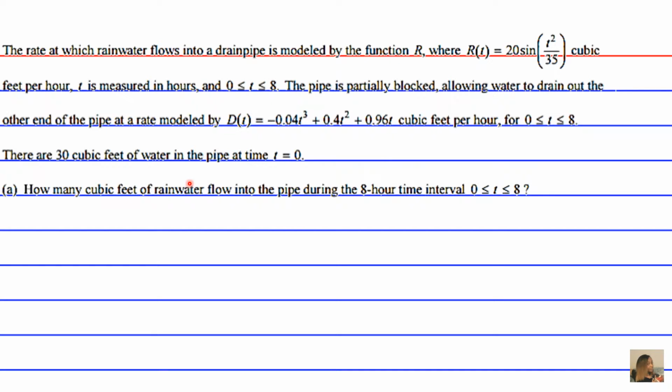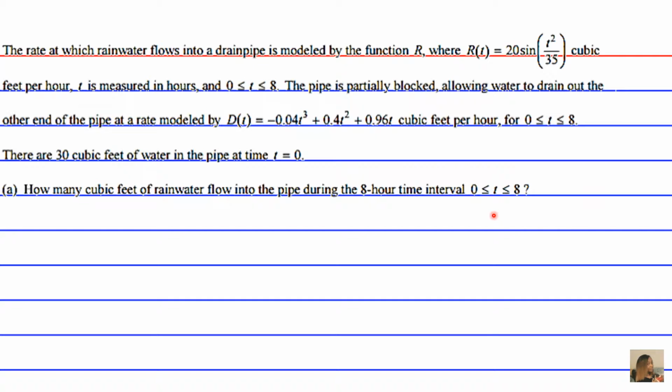0. Okay? So the first question I'm going to pose to you is, how many cubic feet of rainwater flow into the pipe during the 8-hour time interval for t greater than or equal to 0 and less than or equal to 8? So they're asking, during this entire time frame, how much water is flowing into the pipe. Okay, well, how much water has flowed through the pipe.